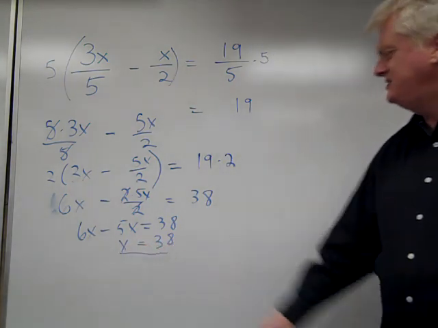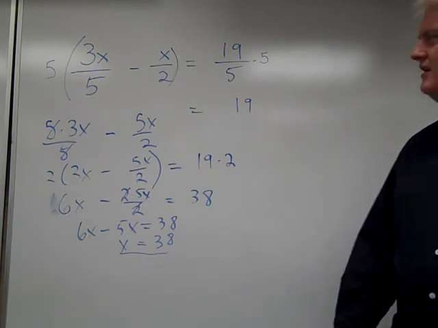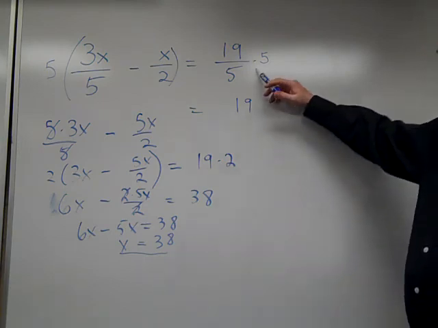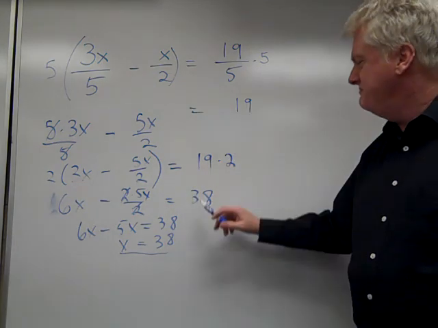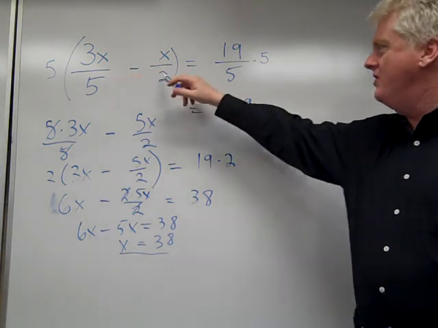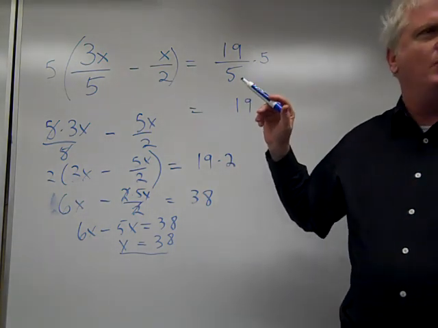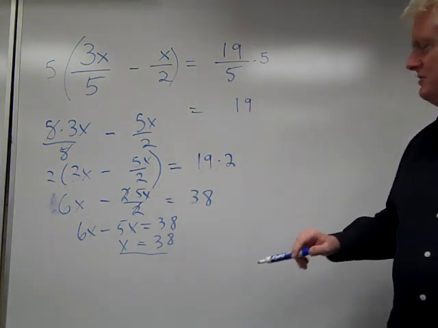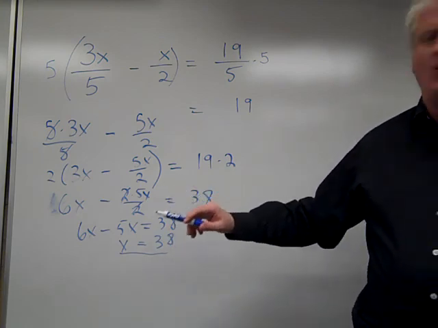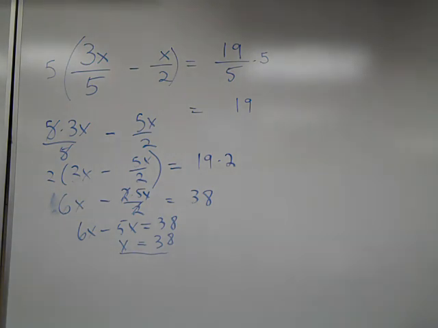The thing we stressed yesterday is checking your solutions. So again, I'm going to do the quick check. Does this make any of these denominators 0? No, because there are no x's in the denominator on this example. We don't have to worry about the solution making the denominator 0. This is, in fact, the solution, x equals 38.